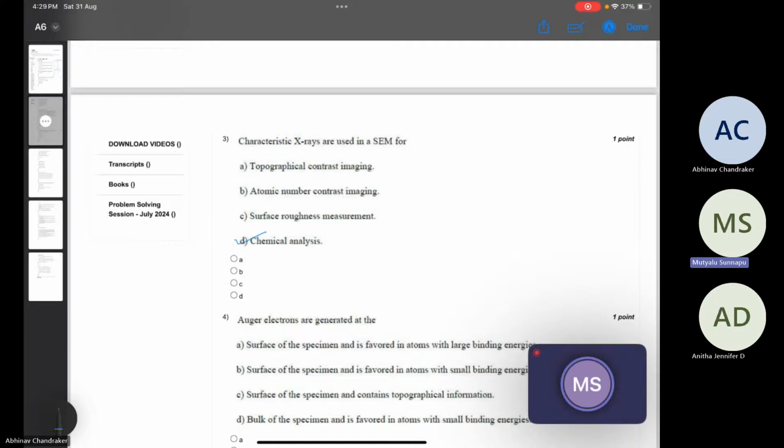It is also used in the lab for quality control. From that point of view, I would select A.